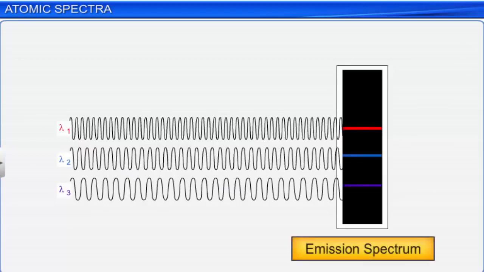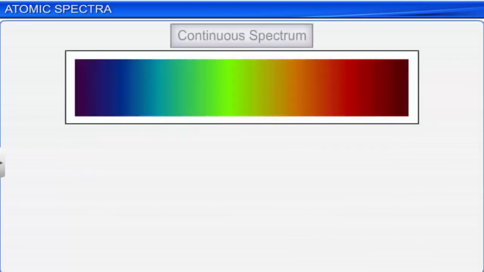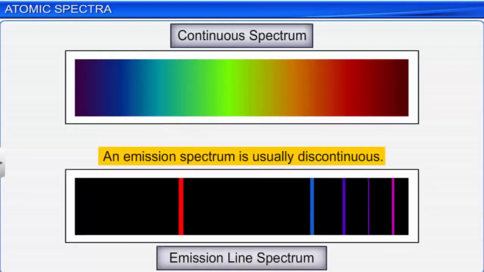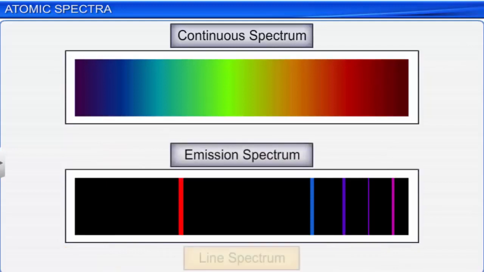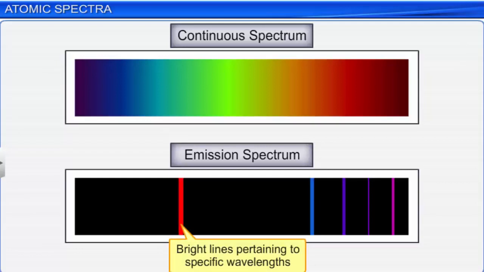In contrast to the continuous spectrum of white light, an emission spectrum is usually discontinuous with dark spaces between the bright lines. Such a spectrum is called line spectrum. The bright lines in the emission spectrum exist due to the fact that emitted radiations are only of specific wavelengths rather than a continuous spread of wavelengths as in the case of white light.